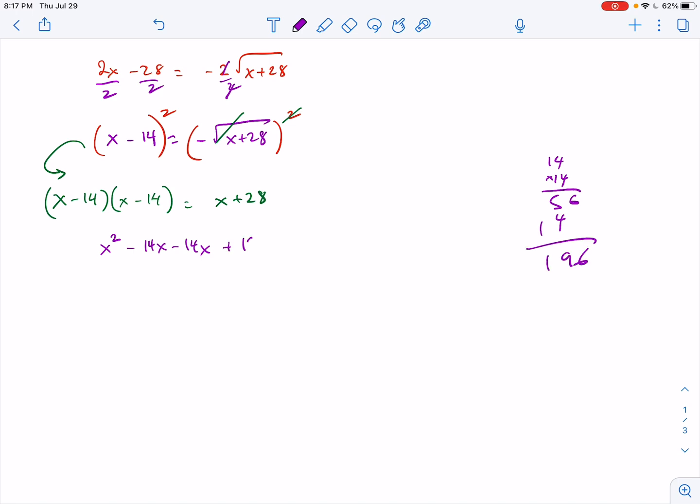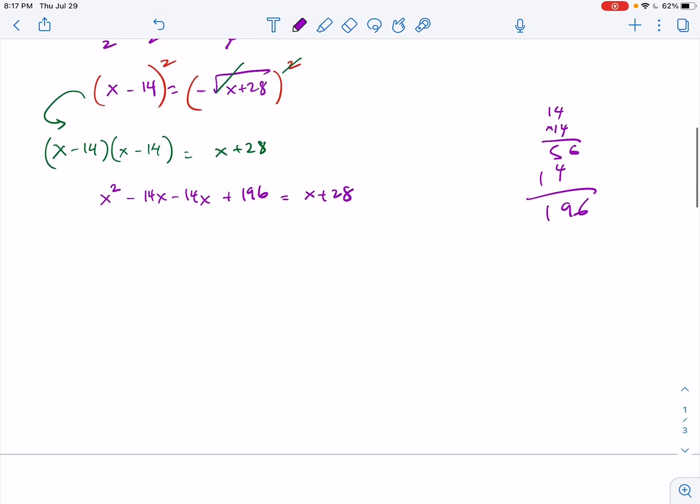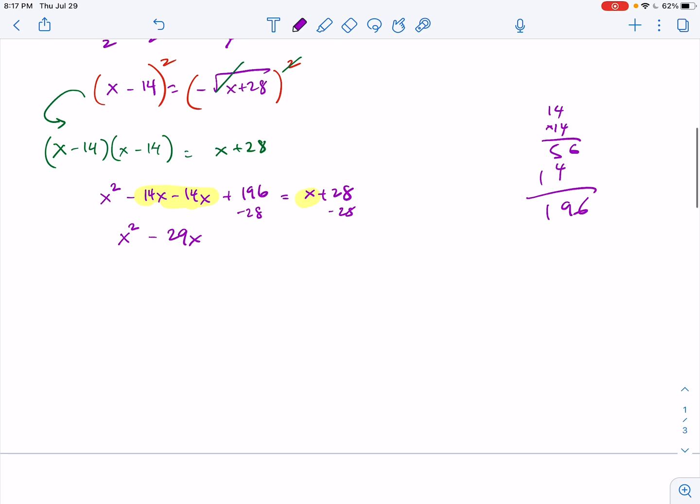So plus 196 equals x plus 28. I'm going to go ahead and bring everything to the left-hand side. So that gives us x squared minus 28x, subtract x, so minus 29x. And then we're going to subtract the 28 from 196, so that gives us a positive 168 equal to 0. Okay.